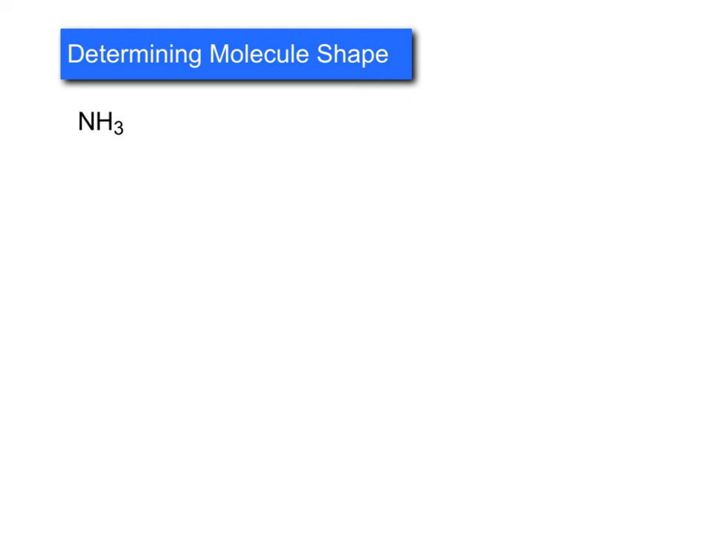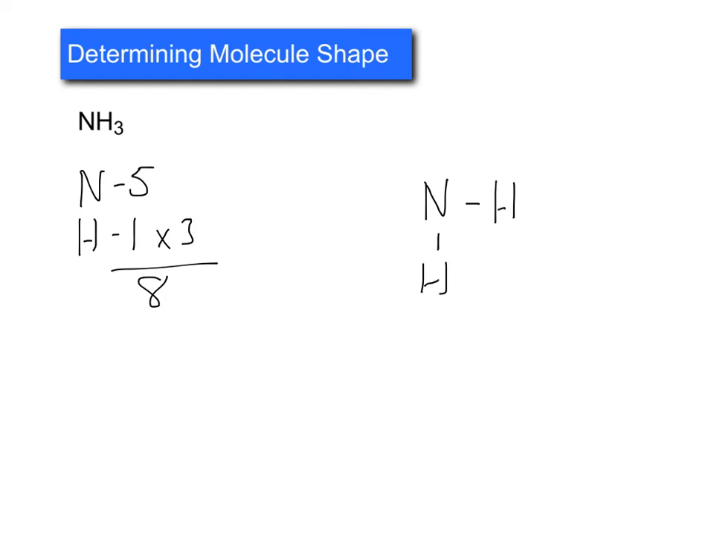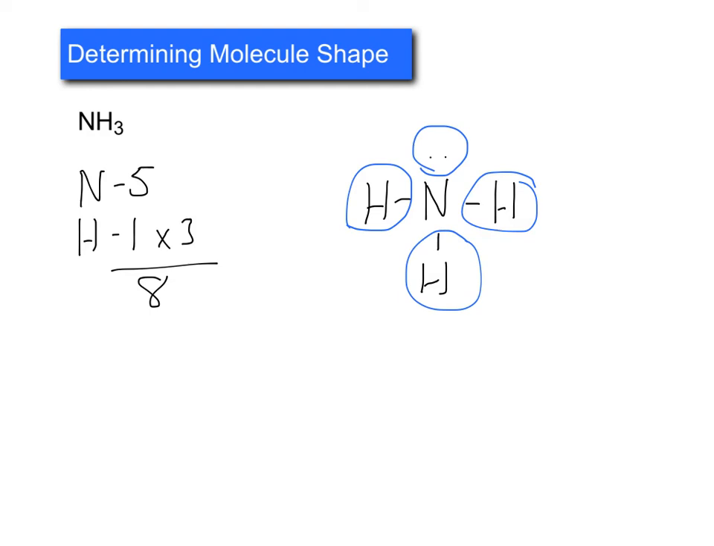All right, NH3. So nitrogen has 5 valence electrons, and hydrogen has 1, but we have 3 of them. So that gives us 8 altogether. So we have our nitrogen, 1, 2, 3 hydrogens. And that's 2, 4, 6 electrons. We have 2 more left, and they're going to go on the nitrogen because each of the hydrogens is already happy. Okay, so if we count up our electron groups, we have 1, 2, 3 things that are bonded, and 1 lone pair. So that's a total of 4.